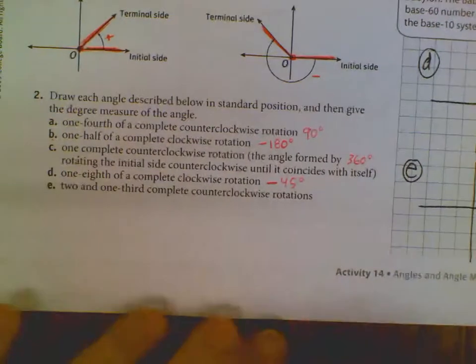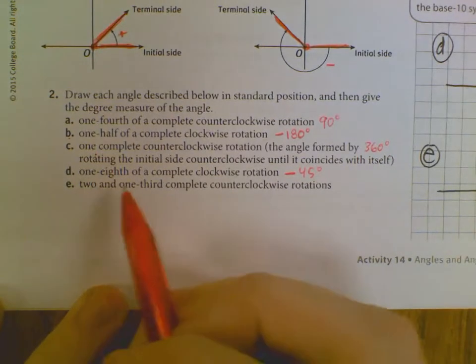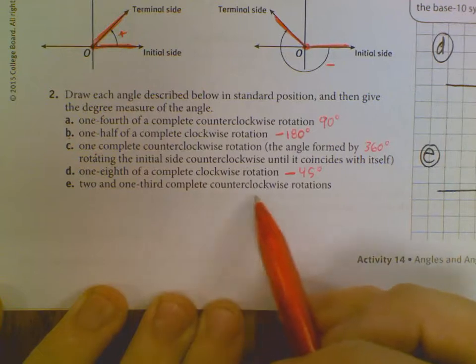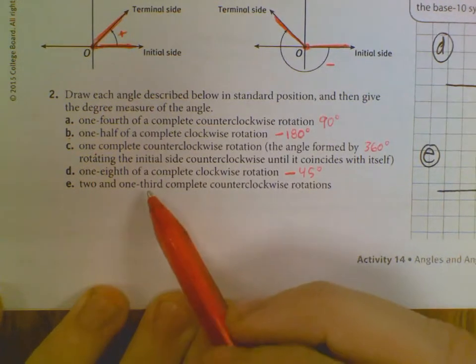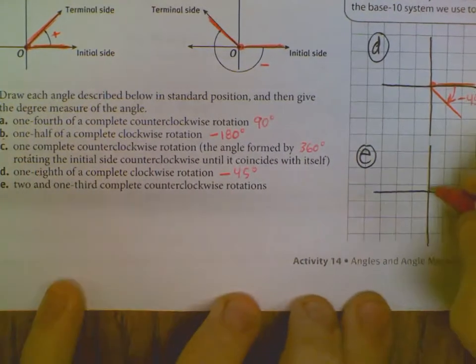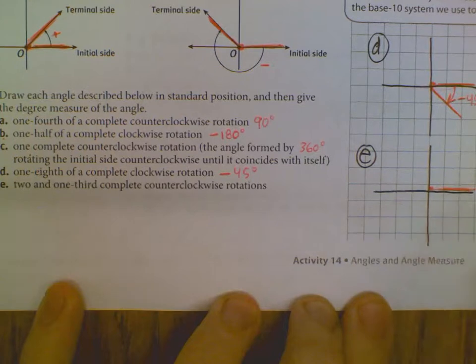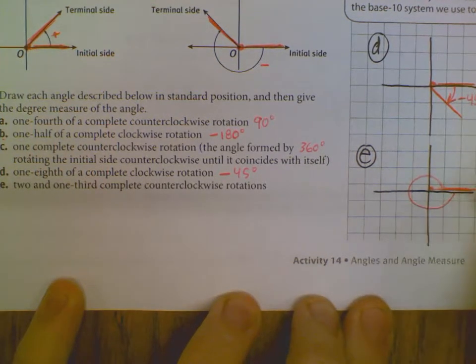Hopefully you haven't had to think too hard yet. Got to think too hard on this one? Well, we got to think a little differently. 2e. 2 1/3 complete counterclockwise rotations. So this is more than one. 2 1/3. We're going to go around more than once. So I come over here. Vertex, initial side. I'm going to go around once. Well, that's 360.